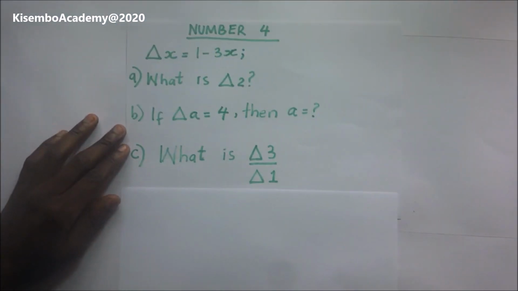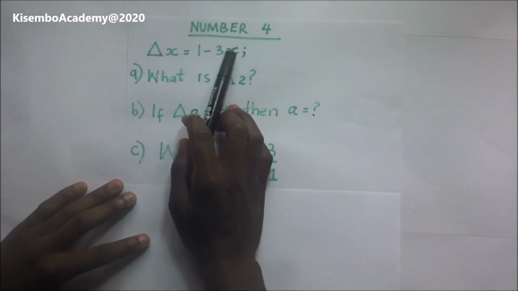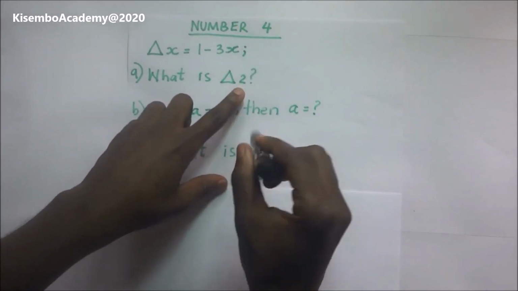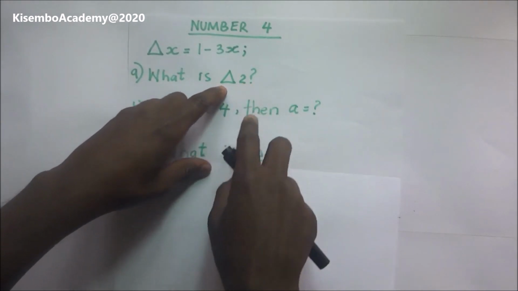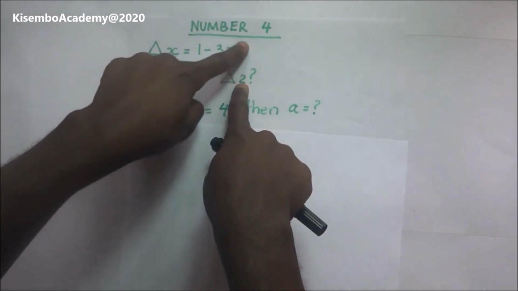So going on to number 4, we have delta x is given by 1 minus 3x. So if delta x is given by 1 minus 3x, what is delta 2? Here in essence they're saying, what is delta 2? In the place of x there is 2. So what is going to be this expression?